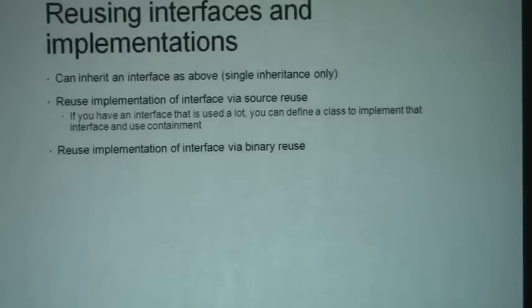So we can reuse interfaces. We can inherit an interface as we did above. We can reuse the implementation of an interface via source reuse. So if you have an interface that's used a lot, you define a class to implement that, and then use containment. Or else you can also reuse implementation of an interface via binary reuse.